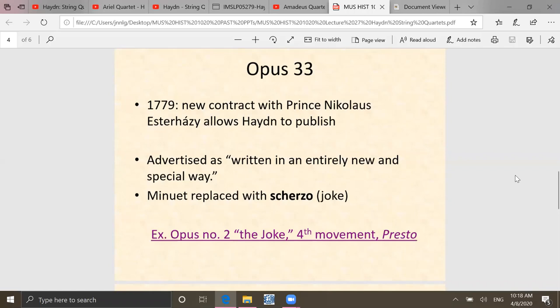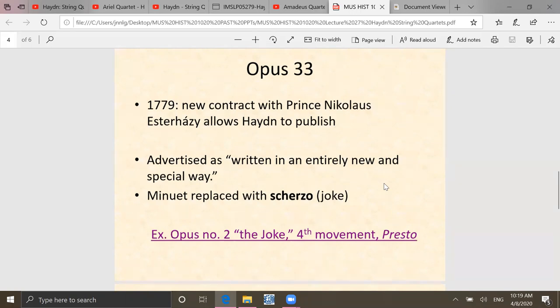He was constantly trying to work out contracts, as I said in our last class, just thinking of ways to make money, to live. So in a new contract in 1779, he is allowed to publish music outside the Esterházys, and he publishes Opus 33, which he actually advertised as written in an entirely new and special way.